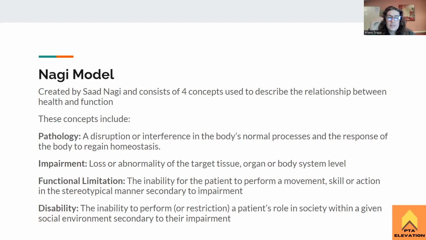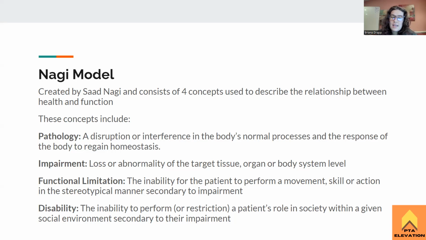A functional limitation is the inability for the patient to perform a movement, skill, or action in the stereotypical manner secondary to the impairment. So for example, we have a patient who's had a stroke and they can no longer use the right side of their body. So therefore, their functional limitation is they're unable to reach up overhead with their right arm and, I don't know, grab something out of the fridge. That would be their functional limitation. They are unable to do something secondary to their impairment, which in this case would be their paralysis, and the pathology is the stroke. So that's kind of what's going on with that.